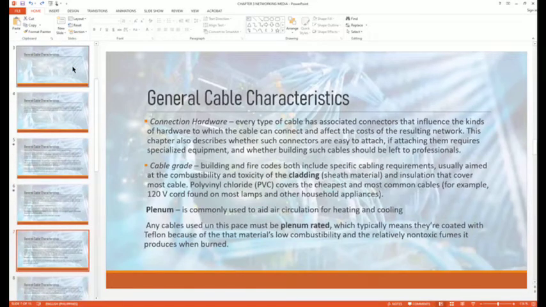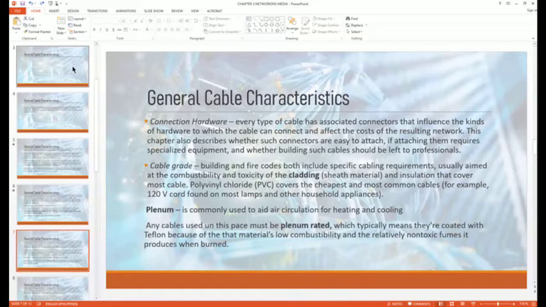Okay, next will be the connection hardware. Every type of cable has associated connectors that influence the kinds of hardware to which the cable can connect and affect the cost of the resulting network. This chapter also describes whether such connectors are easy to attach, if attaching them requires specialized equipment, and whether building such cables should be left to professionals.